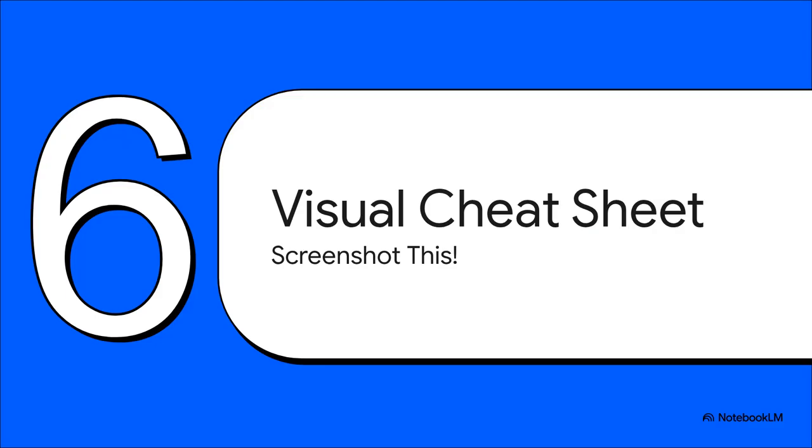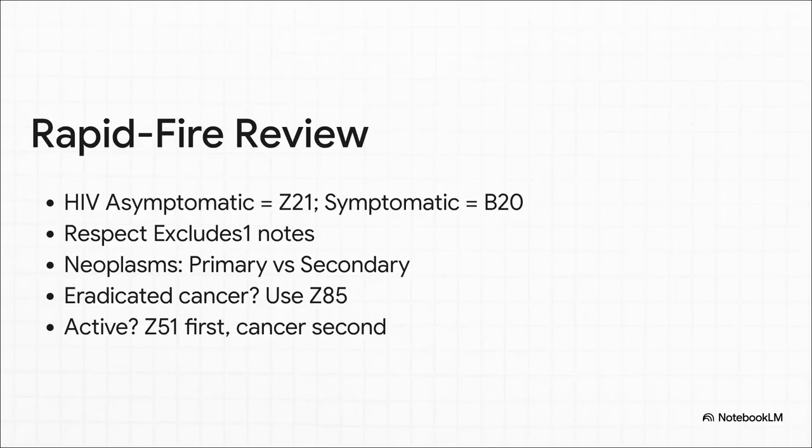Okay, time for the visual summary cheat sheet. Screenshot this. Seriously, get your screenshot buttons ready, because this single page pulls together everything we just decoded. Here's your rapid-fire review. HIV asymptomatic, Z21. Symptomatic, B20. Always respect the Excludes1 note. Never code mutually exclusive conditions together. Neoplasms require strict primary versus secondary site logic. Eradicated cancer? Go with personal history Z85. And for an active treatment visit, sequence your Z51 chemo or radiation code first and the cancer second. These are your ultimate tools to beat the CPC exam.